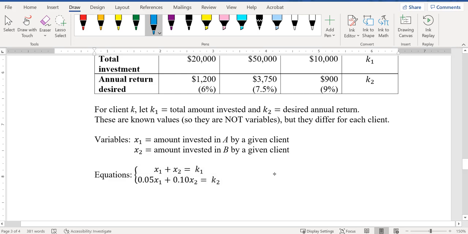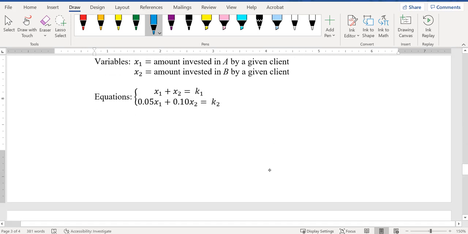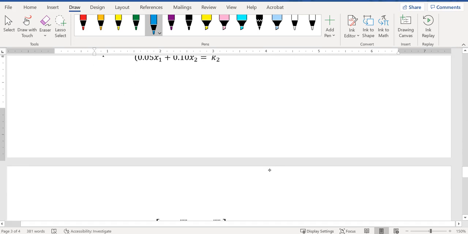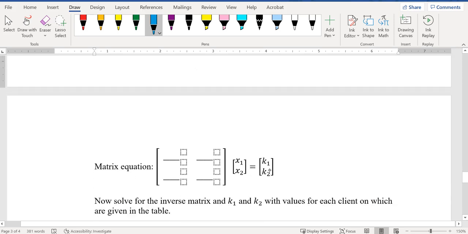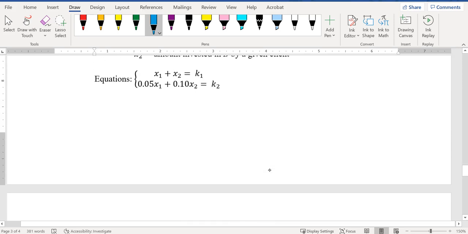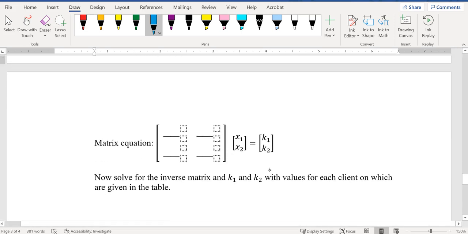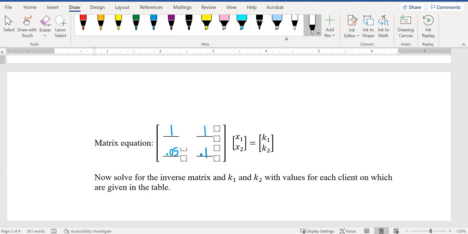So let's go write our matrix equation. And I gave you a spot down here. All right. Our coefficients are going to be 1, 1, 0.05, 0.1. You can ignore the spacing that I have to put in. Okay, that's our matrix equation.